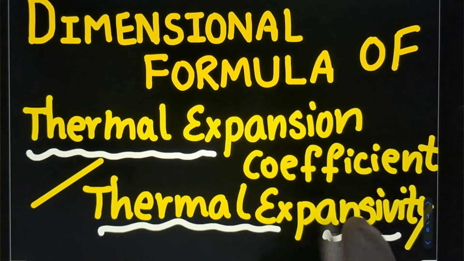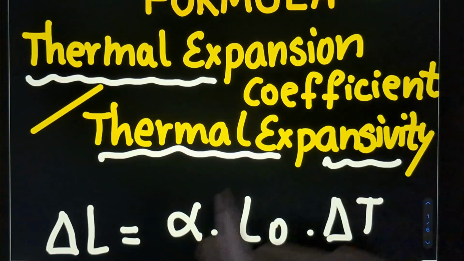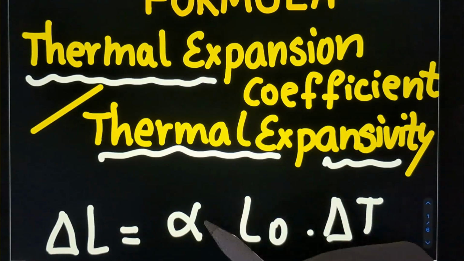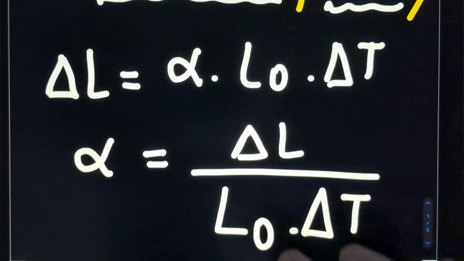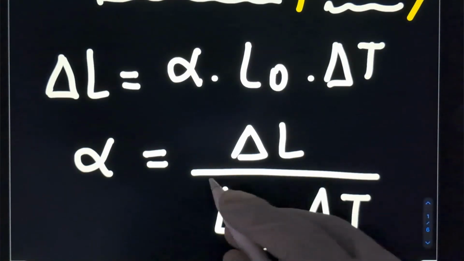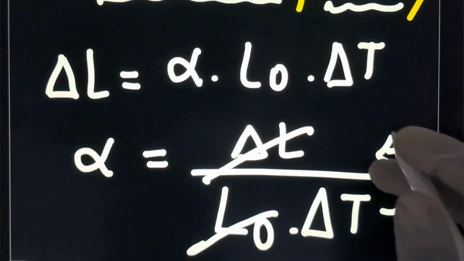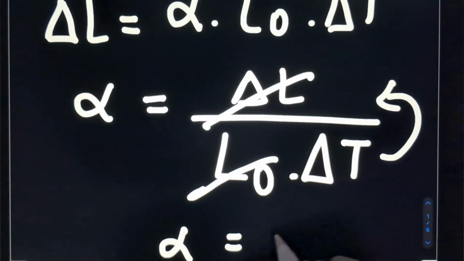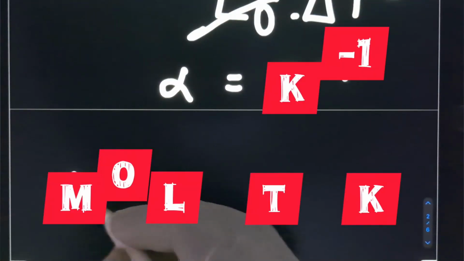To find the dimensional formula of thermal expansion coefficient, the formula is delta L is equal to alpha into L naught into delta T. Alpha is equal to delta L by L naught into delta T. On cancellation of the same dimensions of length, we get temperature. It is inversed. The temperature is denoted by letter K. So it will be K inverse.